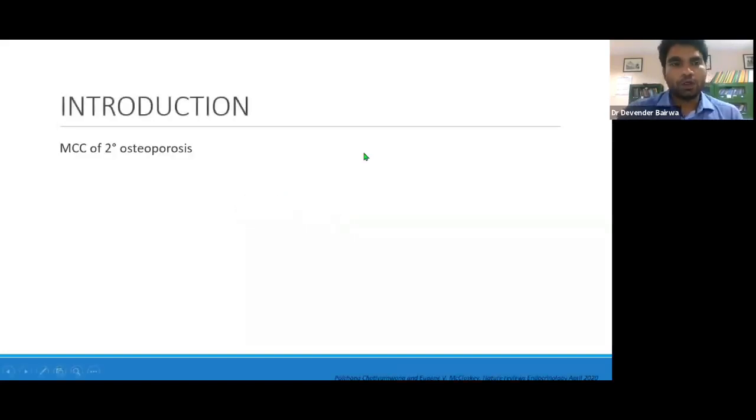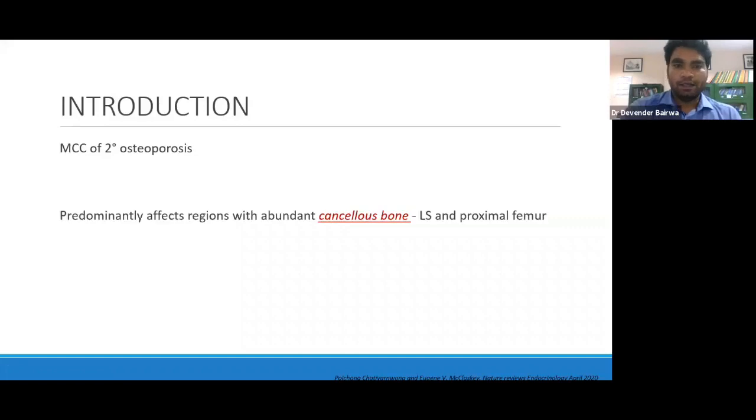As we know, glucocorticoid-induced osteoporosis is actually the most common cause of secondary osteoporosis. Primary osteoporosis is age-related, as we discussed last time: postmenopausal or older age are the risk factors for primary osteoporosis. Secondary osteoporosis, most commonly drug-induced, and the most common drug implicated is steroids, predominantly affects regions with abundant cancellous bone.